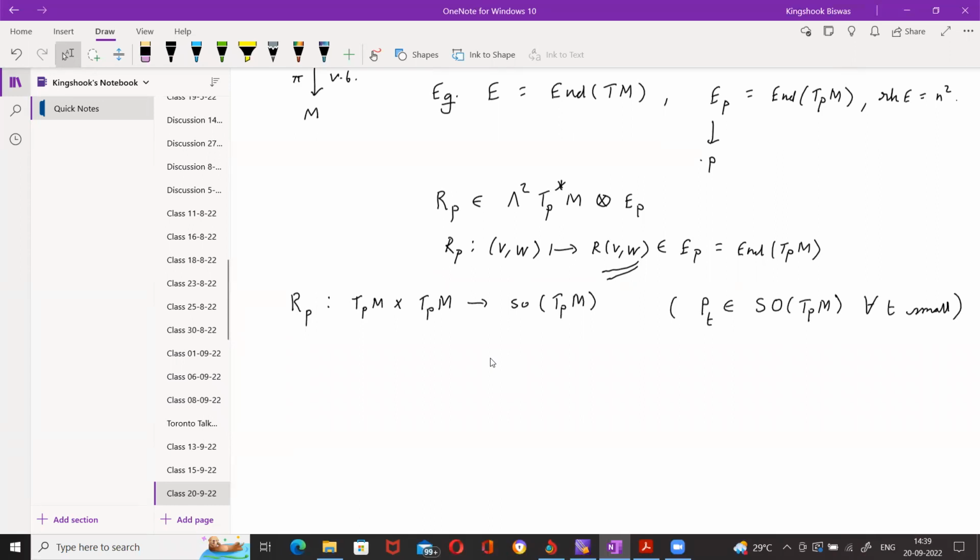The determinant is either +1 or -1, right? Since it's orthogonal and close to the identity, it's in the identity component, so the determinant has to be +1. Therefore, when you differentiate this curve in SO(TpM) passing through the identity, you get something in little so(TpM), the Lie algebra. All right?